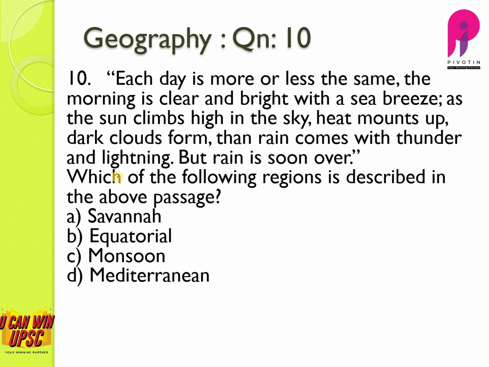Question number 10. Each day is more or less the same. Actually, you read this bulky question. What is this climate? Actually, there is a similar weather daily. In the morning, sun comes and there is heavy rain, and this happens again and again. What is this climate? Actually, the answer is B, equatorial.